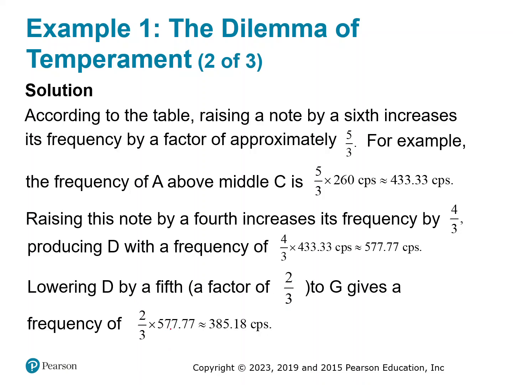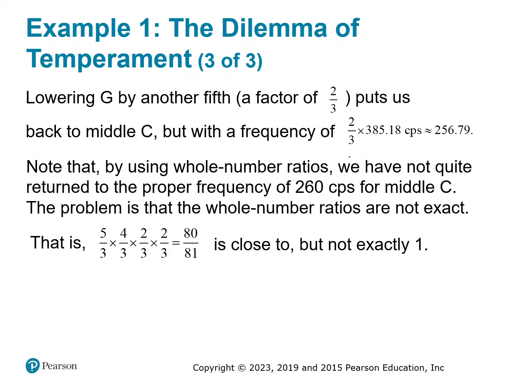Now I'm going to go back a fifth, which is a factor of 2/3. Lowering by a fifth gives us 2/3, we saw that in the table. To G gives a frequency of 2/3 times 577.77, or 385.18 cycles per second. And if we lower by another fifth with another factor of 2/3, we get back to 256.79, which should be middle C, but we know that middle C started out exactly at 260 cycles per second.